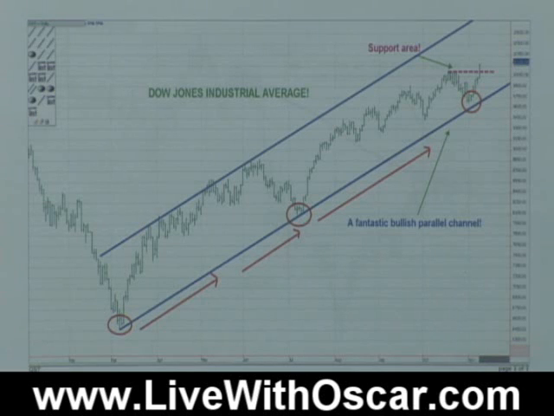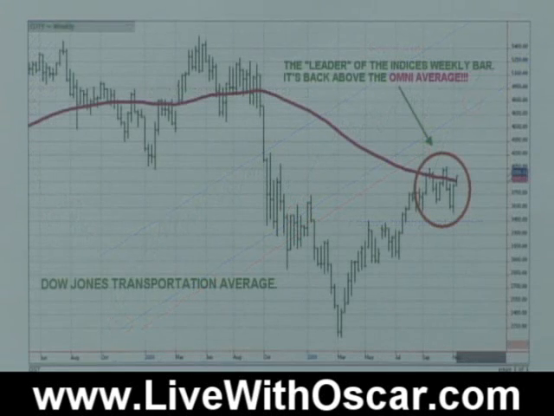The leader is the Dow Jones Transportation Average, and on the weekly bar, it had gotten below my Omni proprietary moving average, and of course, scared us a little bit, right? It is back above, and you'll see that next. Okay, traders, we are now looking at the leader, at least what's deemed to be the leader of the indices. This is the Dow Jones Transportation Average on a weekly bar chart.